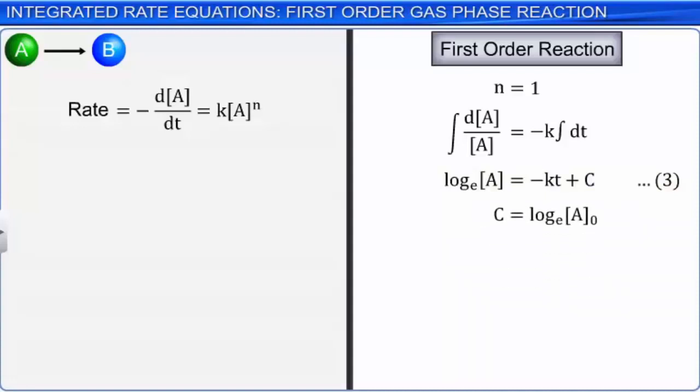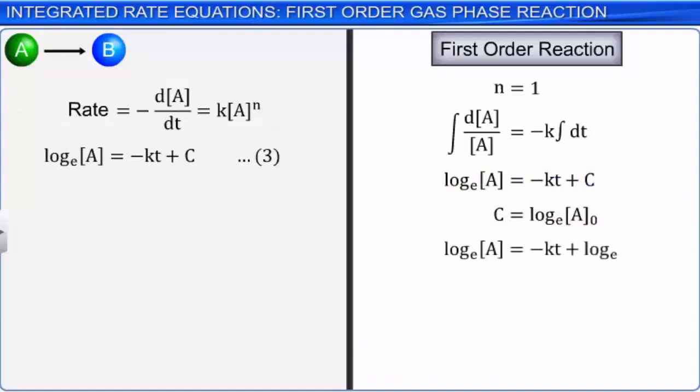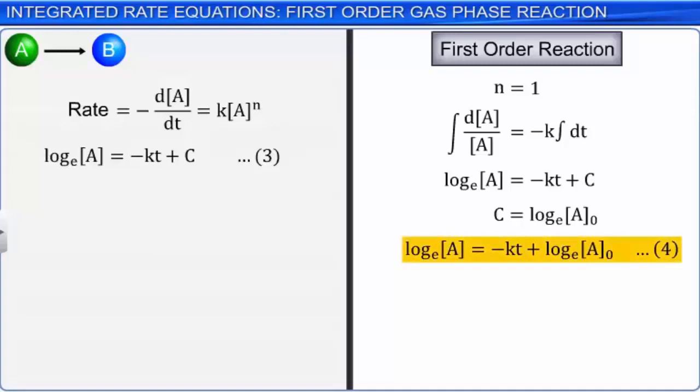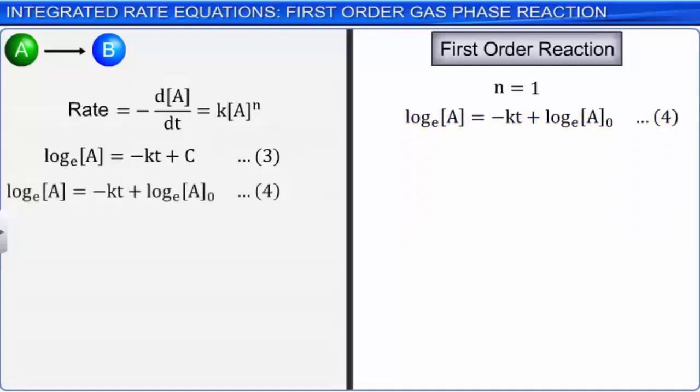Substituting this value of C in equation 3, we get log concentration of A to the base e is equal to minus K multiplied by t plus log concentration of A0 to the base e. Let this be equation 4. On rearranging this equation, we get K is equal to 1 divided by t log concentration of A0 divided by concentration of A to the base e.